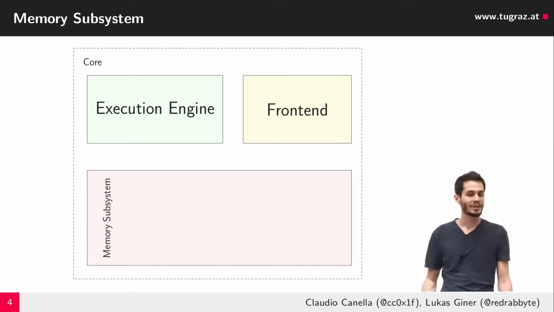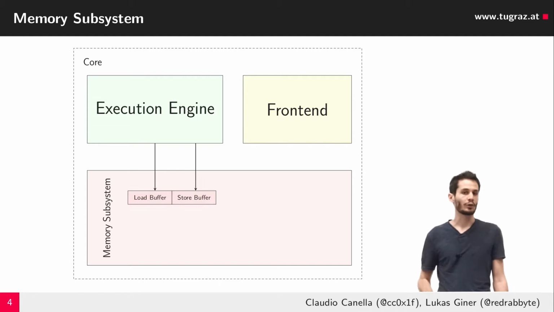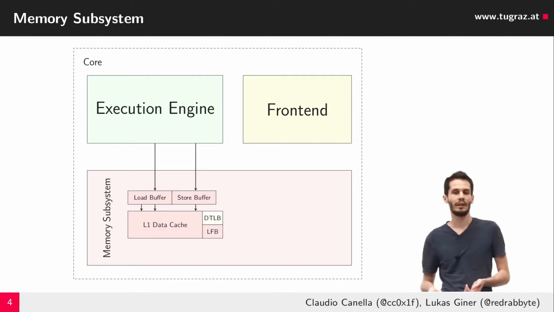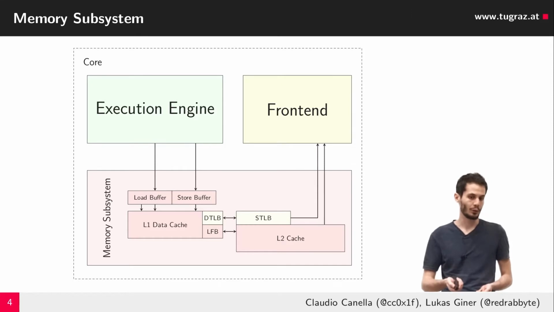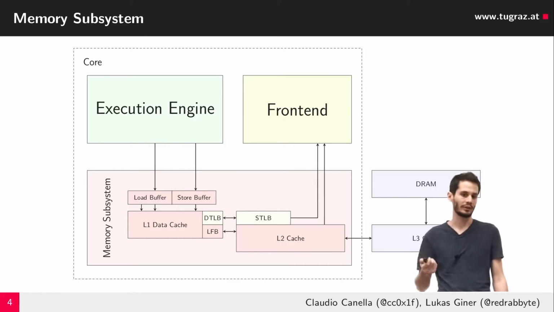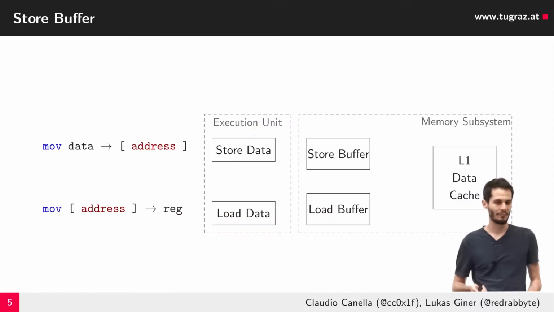We'll look at the memory subsystem first, so we have the front end and the execution engine. The first contact of the execution engine with the memory subsystem are the load and store buffer, connected to the load ports and store ports in the execution engine. And then we go on to the L1 cache, the TLB, and so on. And then we go to L2 and off-core finally to L3 and DRAM. But what we're going to be focusing on today is the store buffer and the load buffer to some extent.